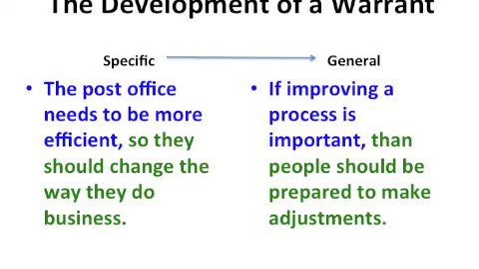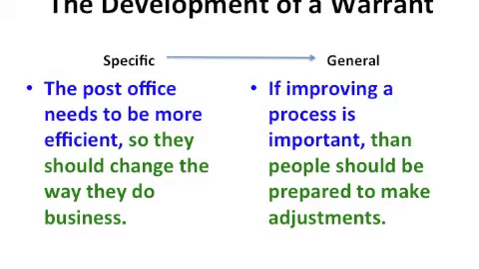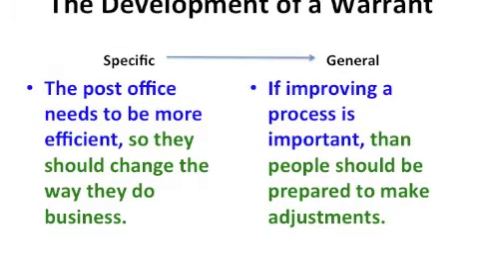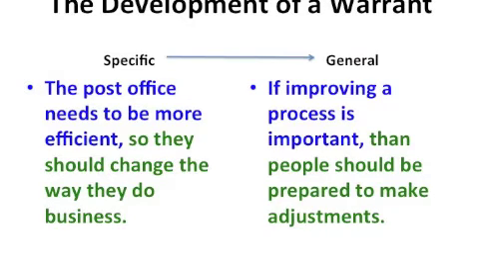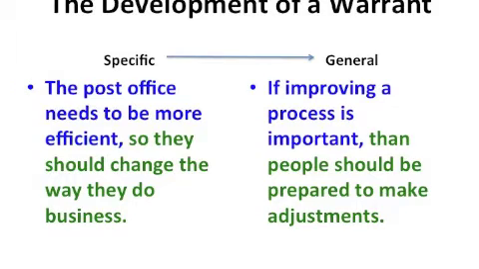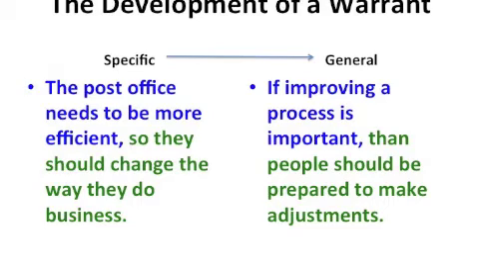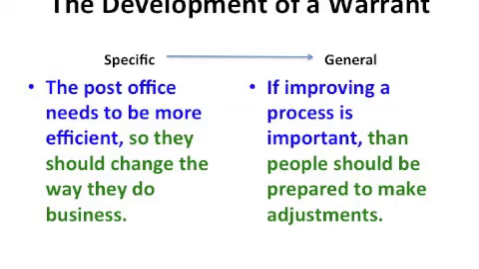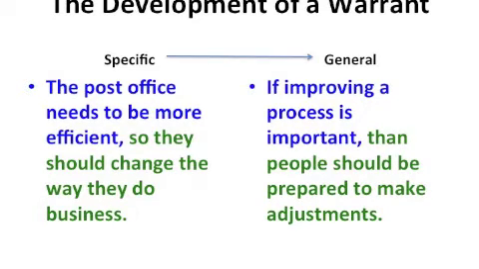Now, if we want it to become a warrant, we have to generalize it. Generalizing it means that this can be applied to anything, not necessarily just our conversation or our discussion. So the general portion of this, again, we see the wording is changed and it's corresponding in terms of color. If improving a process is important, this is the reasoning, then people should be prepared to make adjustments. And then this would be like the inferences that would be developed as a result.